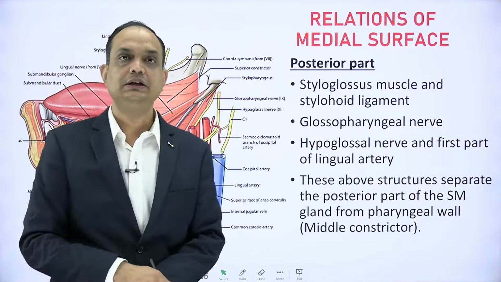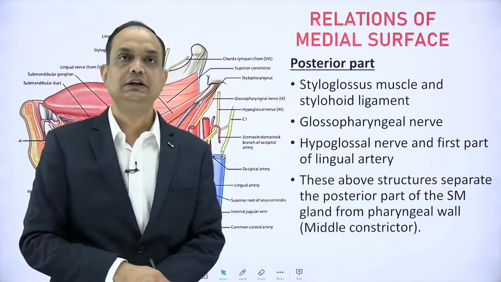Now what will happen is that this part of the gland, which is lying on the lateral wall of the pharynx, remains separated. That means, the structures between the posterior part of the gland and the pharynx. So these are the structures which are present between the pharynx and the posterior part of the gland. First is the styloglossus, then glossopharyngeal nerve, and then hypoglossal nerve with the first part of lingual artery.